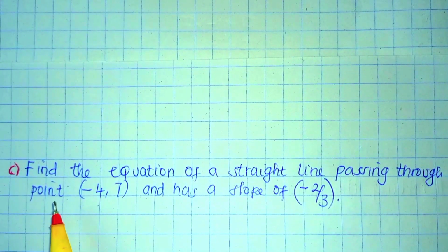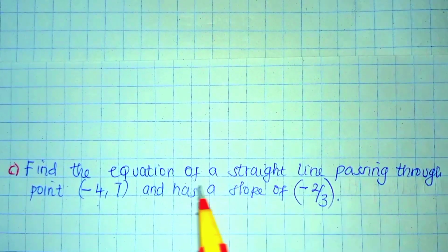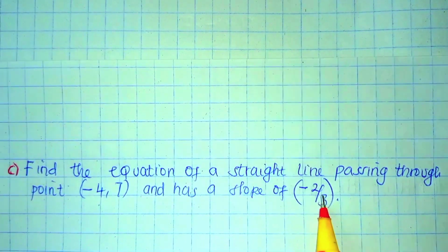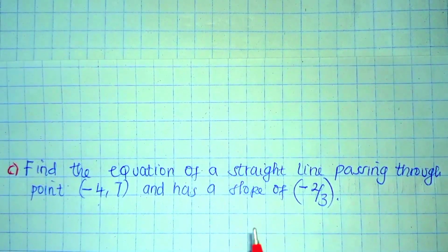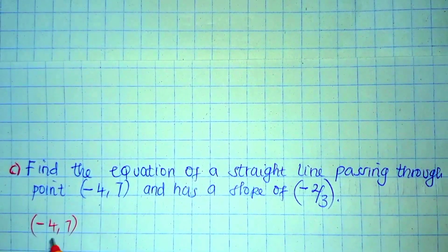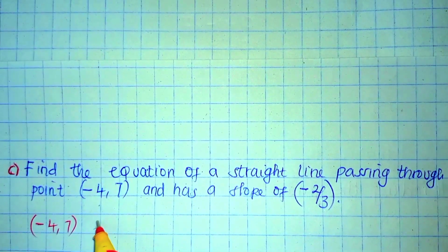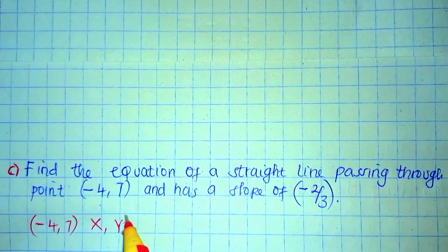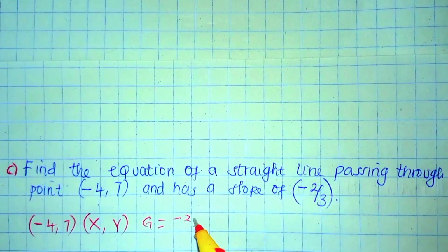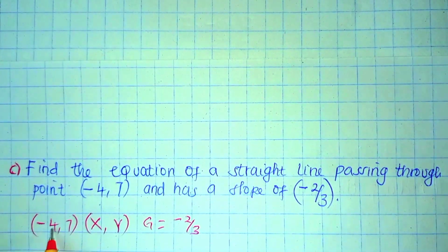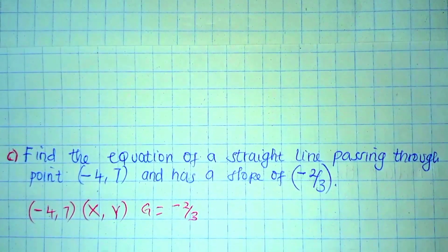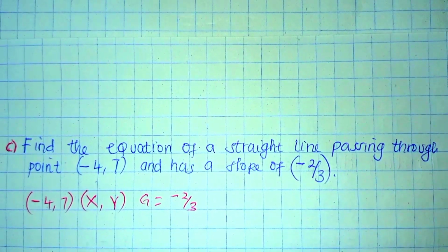Question C: you are required to find the equation of a straight line passing through point (-4, 7) and has a slope of negative 2/3. Slope is the same as gradient. Since you have been given the point (-4, 7), the general point x and y, and a gradient of negative 2 over 3, you already have one point, a general point and a gradient. So let's directly find the equation of that straight line.